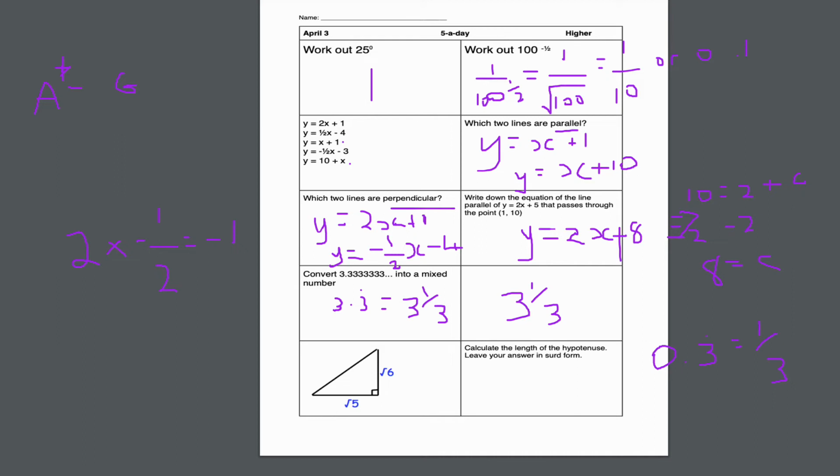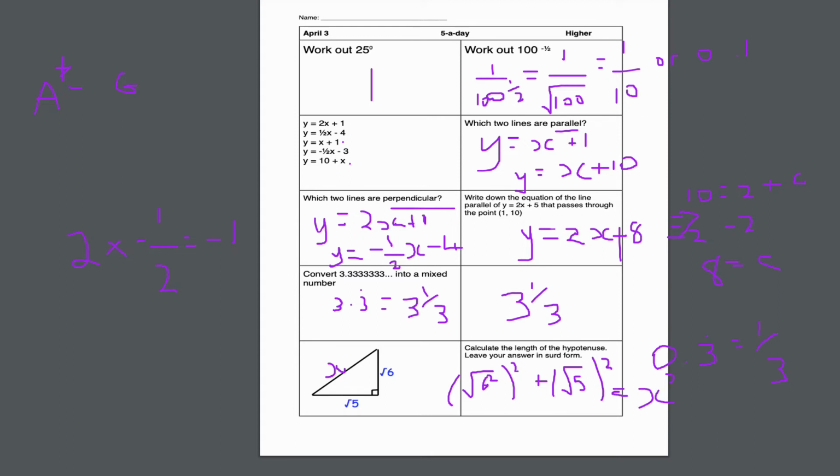Next question. Calculate the length of the hypotenuse. Leave your answer in surd form. So it's a right angle triangle, so it's Pythagoras. So it's root 6 all squared plus root 5 all squared has to equal x squared. So we're going to label that as x.